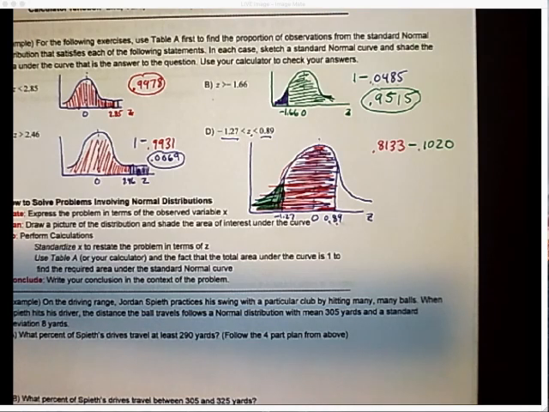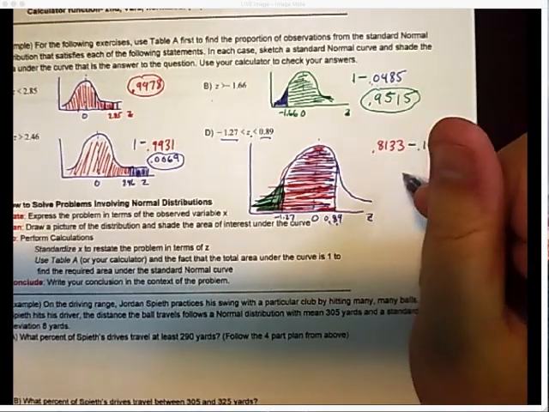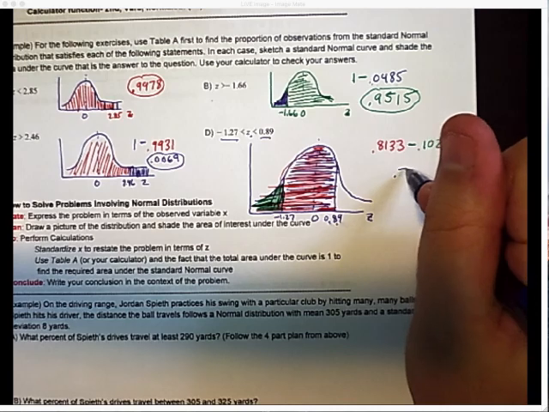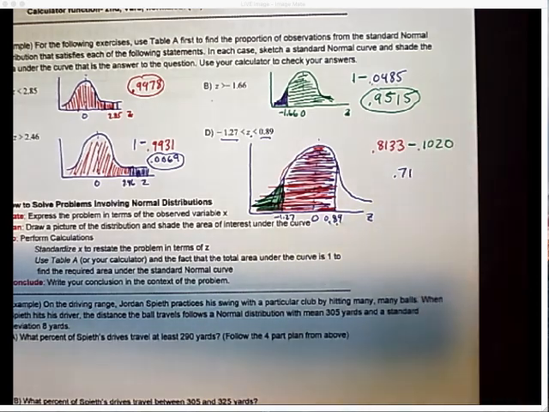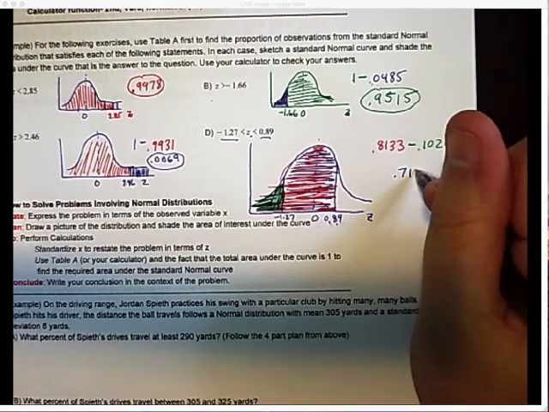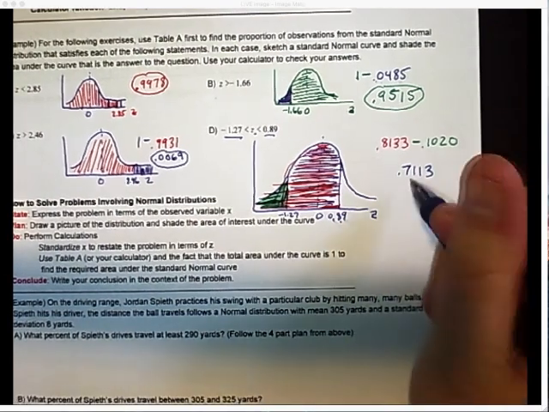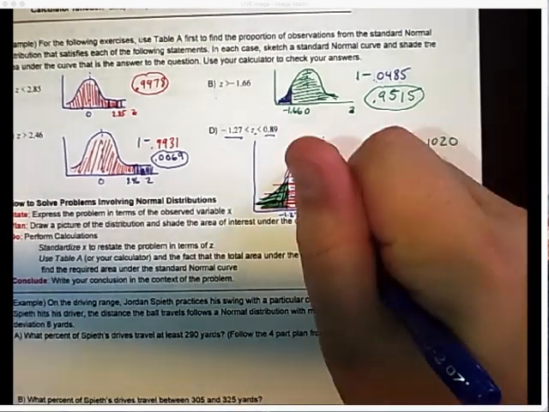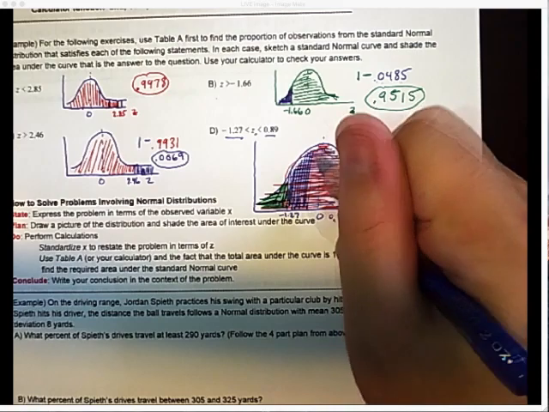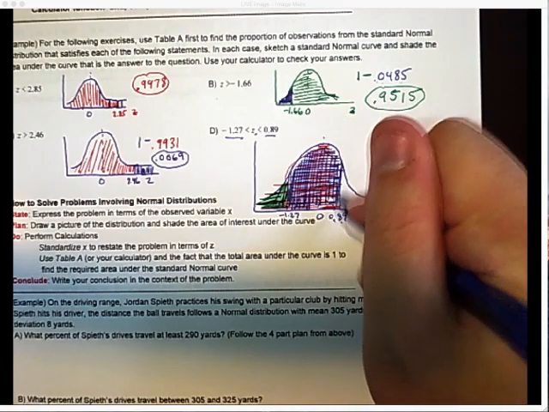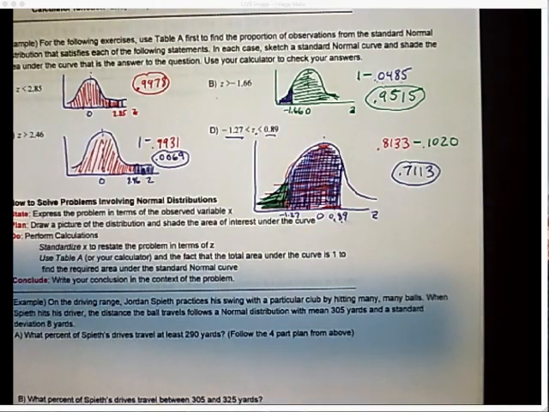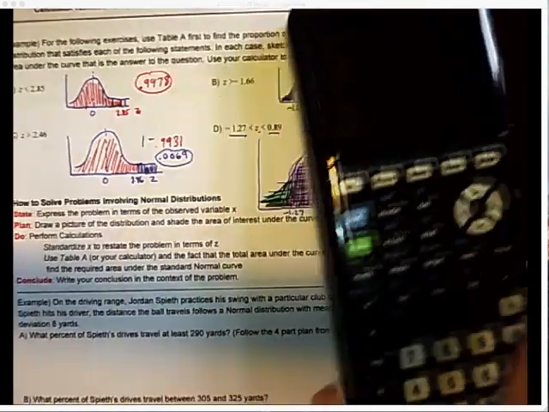So if I subtract those from each other, okay, that would be 0.7113, I believe. And that was this area. That was this blue area. That was the whole goal, to get that blue area. Okay. So that is how you find these probabilities using z-scores and using the tables. But of course, there's an easier way.